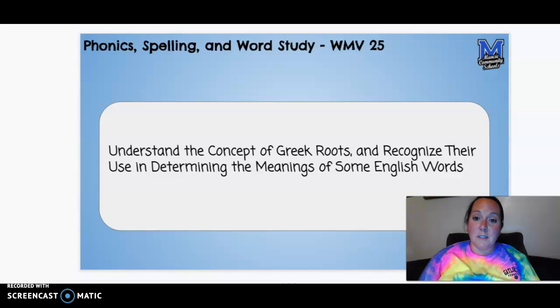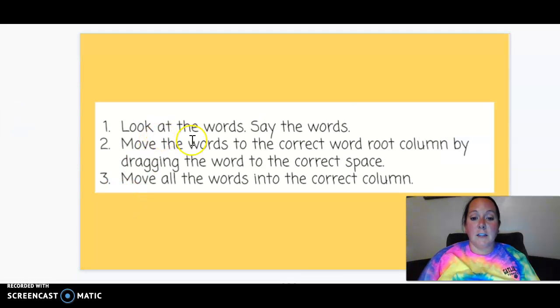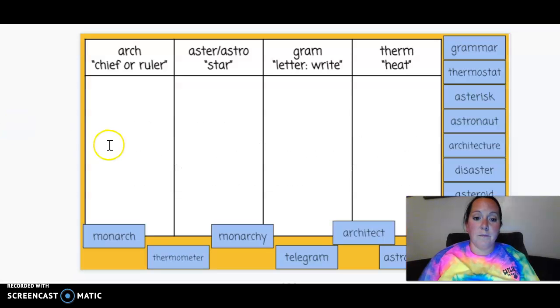Today, during your phonics word study lesson, you talked about Greek roots and how those root words help you determine definitions of English words. During your practice today, you are going to be completing a word sort. Look at the words, say the words, move the words to the correct word root column by dragging the word to the correct space, move all of the words to the correct column.